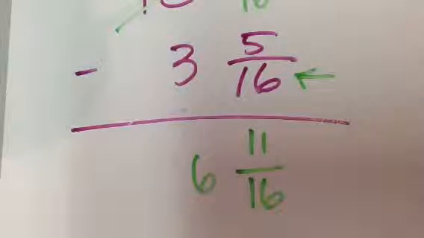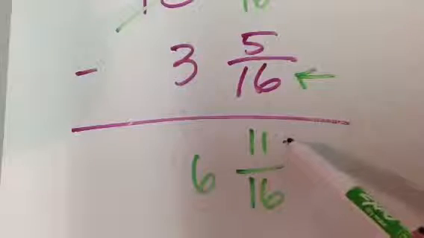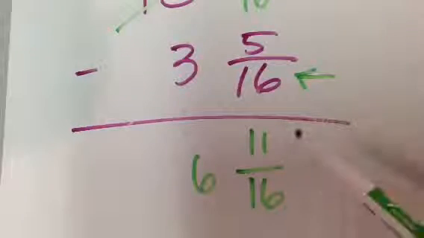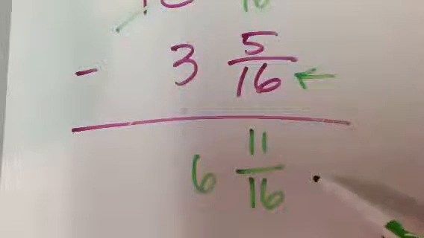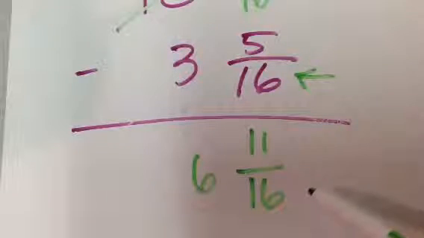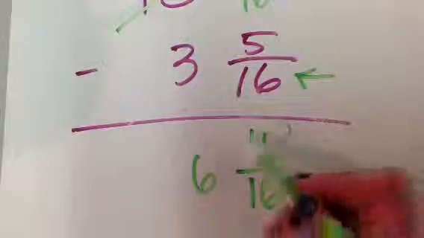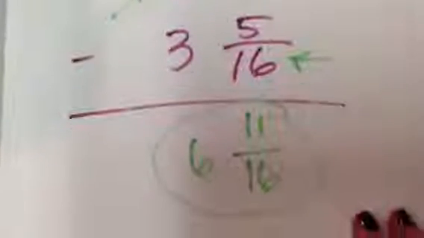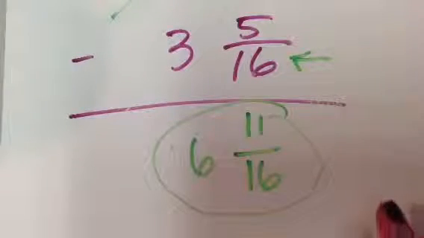what's my second question? Oh, is it reduced down as far as it can go? And if you notice, 11 is prime. So I could only reduce it down if this number could be evenly divided by 11, which it can't. So I know that 10 minus 3 and 5 sixteenths equals 6 and 11 sixteenths.